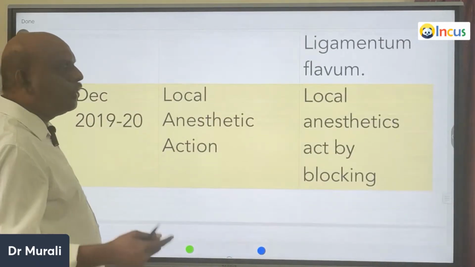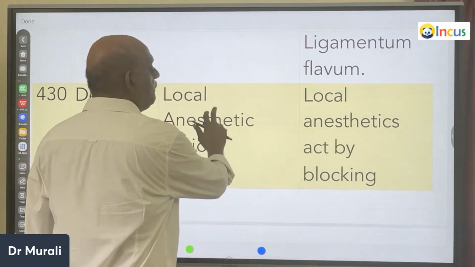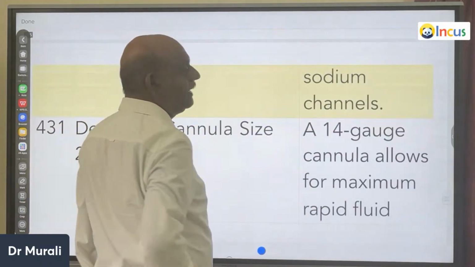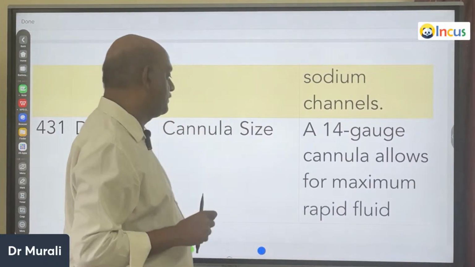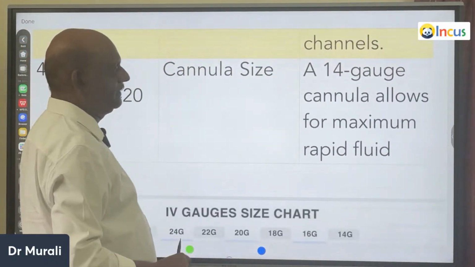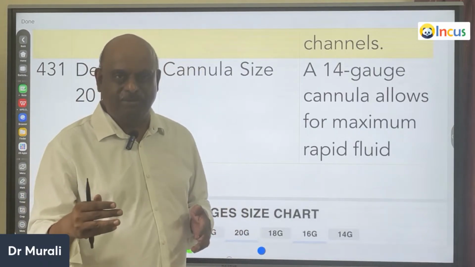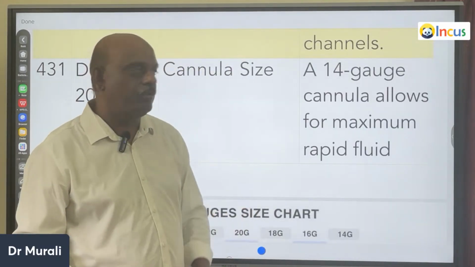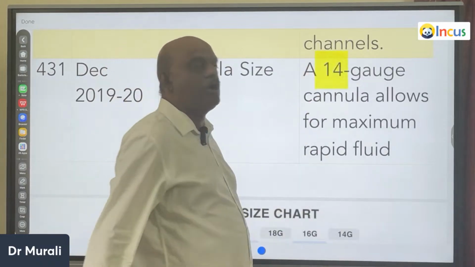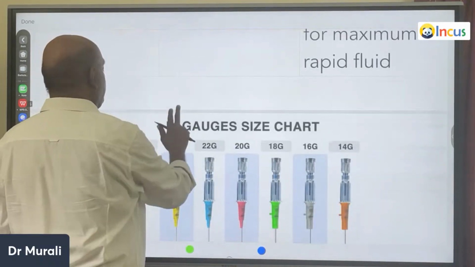Now, how do local anesthetics function? Local anesthetics act by blocking the sodium channels. So what is the size of the cannula that you use? If you want a maximum rapid IV fluid flow, we use a 14 gauge cannula. It will allow for maximum rapid fluid.